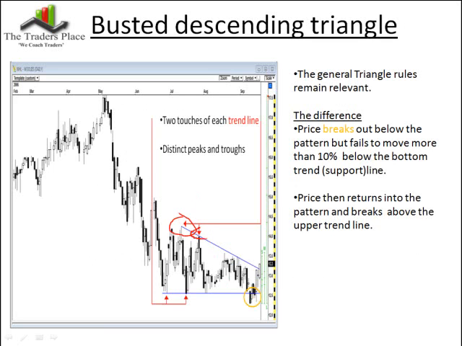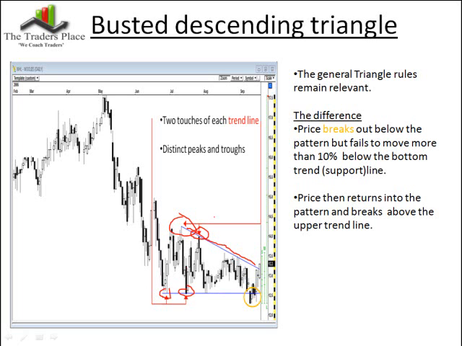We have two upper touches. The trend line is then extended into the future. We have two horizontal support areas, and that trend line is also extended into the future. We can see distinct peaks and troughs.